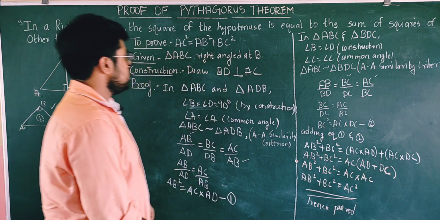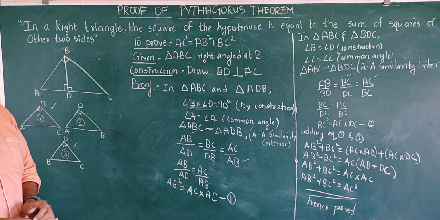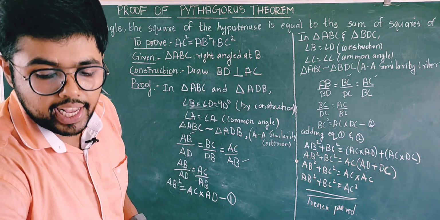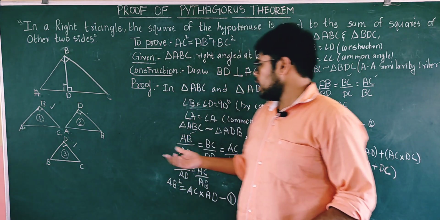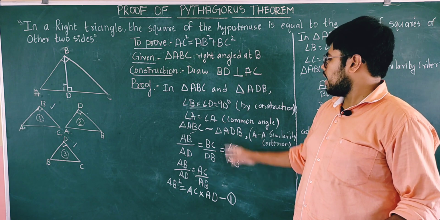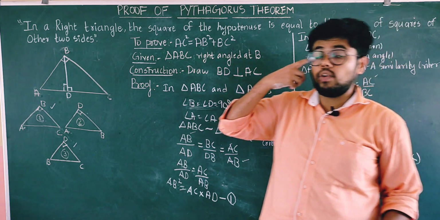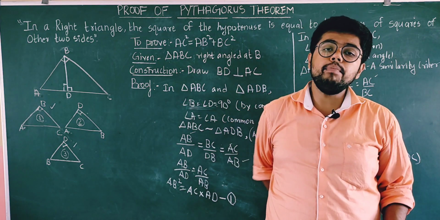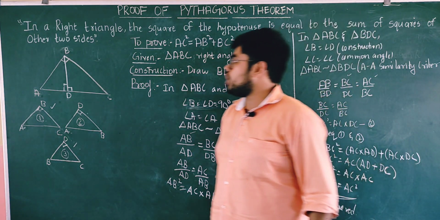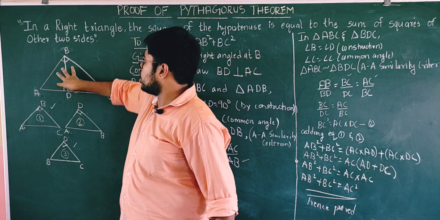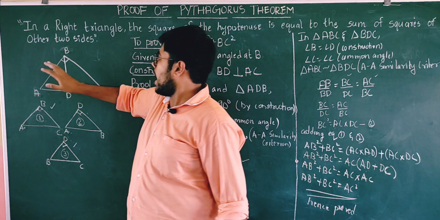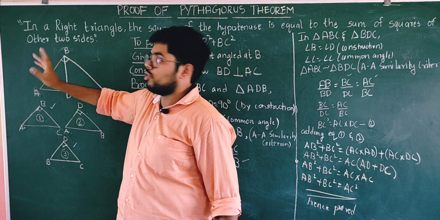So this is the proof of the Pythagoras theorem. In the exam, there are many methods. If you see your textbook, instead of proving this, they have taken one more method, one more theorem. The theorem states that if you drop a perpendicular on a right angle triangle, the remaining two triangles will become similar, and the original and the smaller one will become similar.